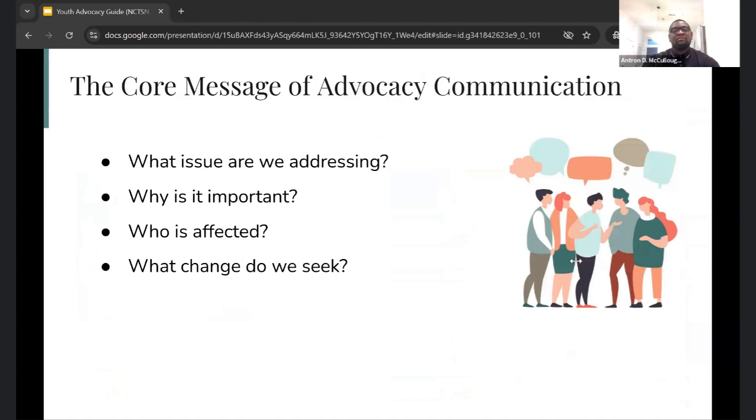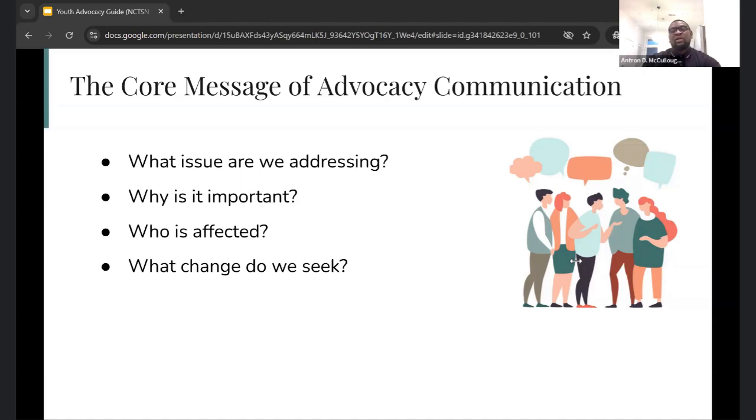So when looking at this slide, the core message of advocacy in communication. What issues are we addressing? Why is it important? Who is affected? And what change do we seek? How to effectively communicate the need for our advocacy efforts. We understand our own needs, and we each have a different lived experience and background. So, how do we bring it all together so that all voices are heard?